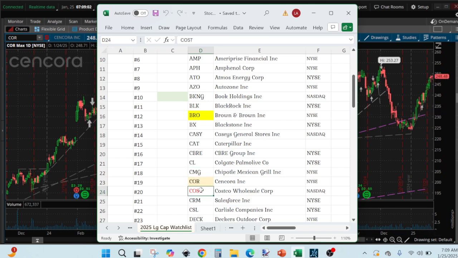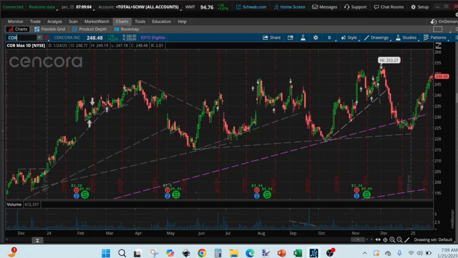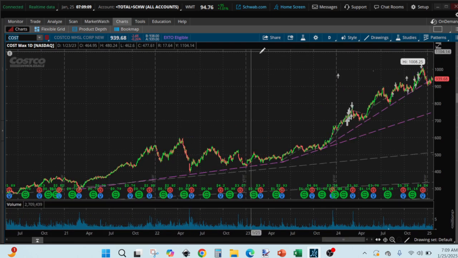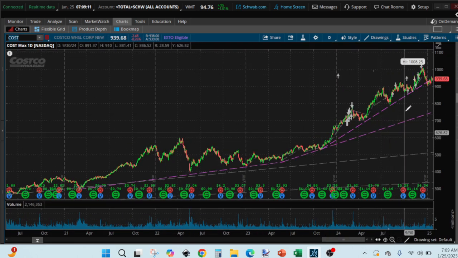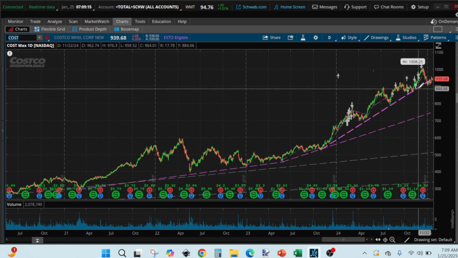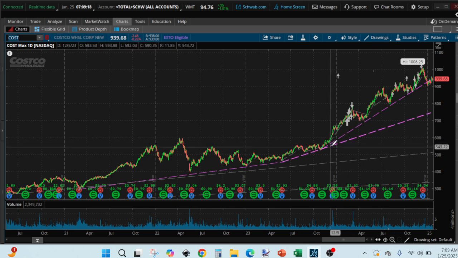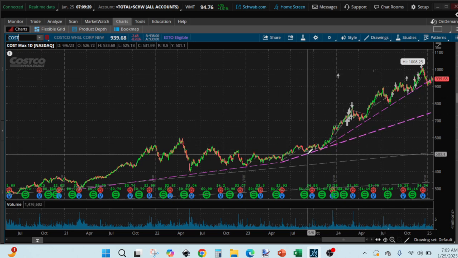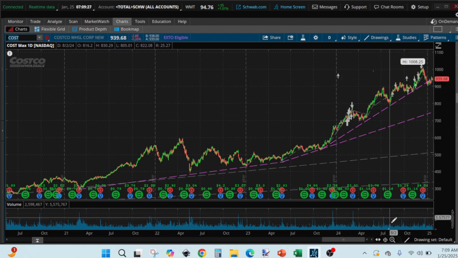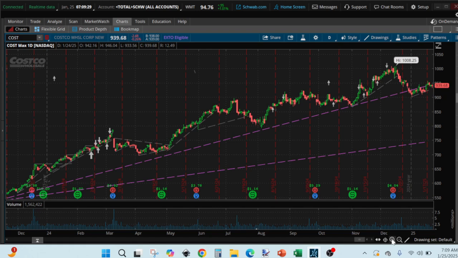The next one, excuse me, is Costco, COST. So we have 2, if not 3, even 4 trend lines that we are keeping an eye on, and we can say that this trend line is like the upside of the mountain side, and we are thinking about buying some at that trend line. But yesterday was a pullback.